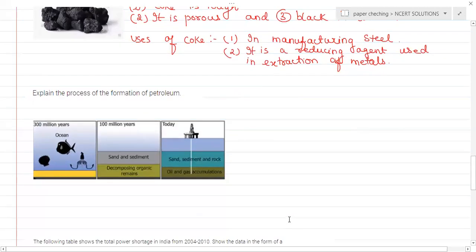Next question is, explain the process of the formation of petroleum. Yeah, we have both the processes as questions. We have already written the formation of coal. Let's write the formation of petroleum. The difference is that the plants and animals got buried under the seabed millions of years ago, right? So we can always say dead organisms, plants, that is seaweed and everything, seaweeds, etc.